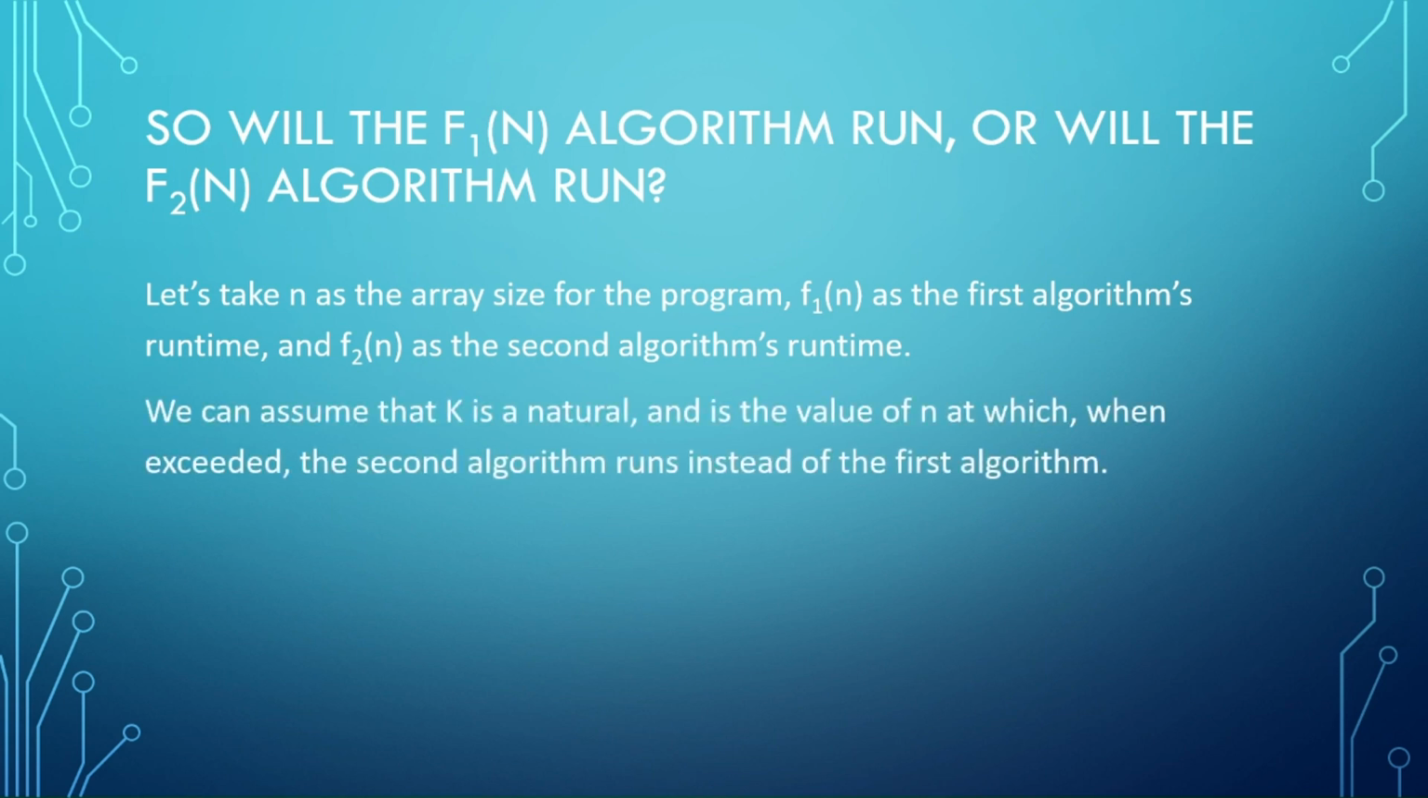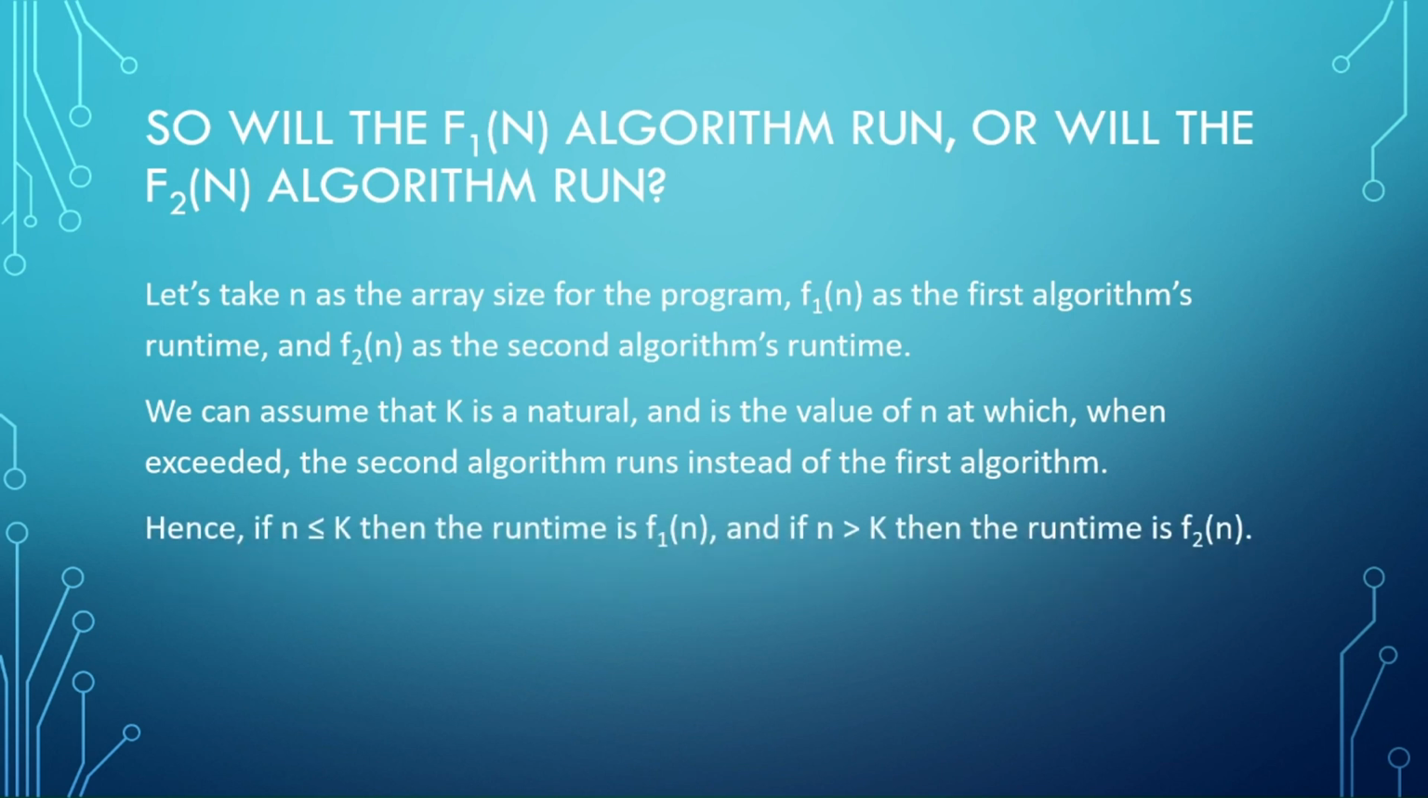So we can assume that, let's say, k is natural, and it's the value of n at which, when exceeded, the second algorithm runs instead of the first algorithm. So the f1 of n algorithm will run if n is less than or equal to k, and the second algorithm will run if n is greater than k, for example.